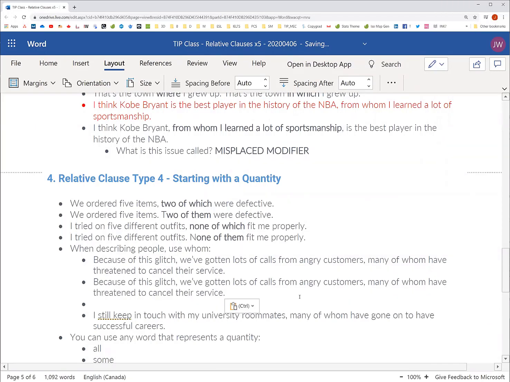Because of this glitch, we have gotten a lot of calls from angry customers. Many of them have threatened to cancel their services. We're just changing it into simple sentences. That's it.